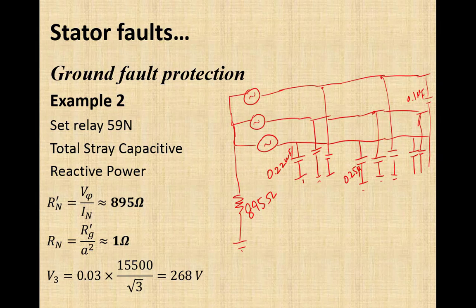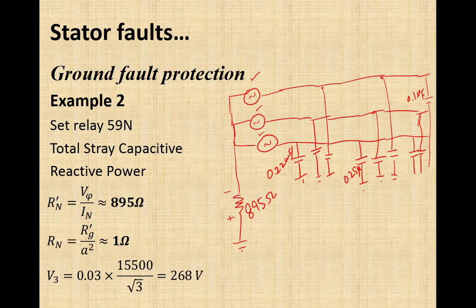Okay, now here I am just discussing the path for the flow of third harmonic current and voltage. How much voltage will appear across this resistance due to this third harmonic voltage? Remember, third harmonic voltage will be the same in magnitude and in phase in all three phases. So that is 268 here in this phase, here in this phase, and in this phase.